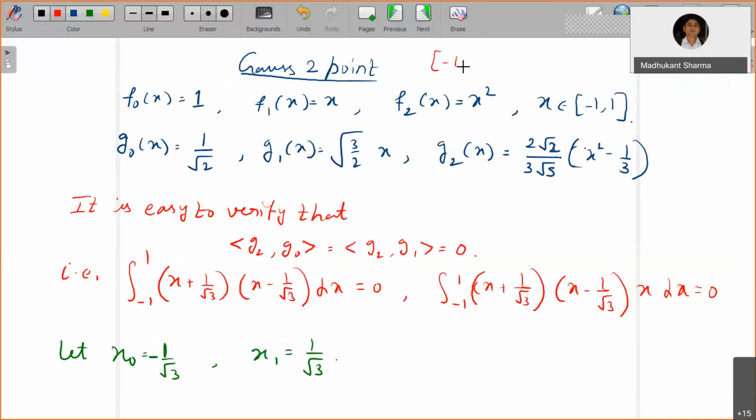The function f is defined from -1 to 1 to R. It's a real valued function, and you are trying to approximate the integral from -1 to 1 of f of x dx by using the Gaussian quadrature rule. So we want to approximate this. How have we proceeded there?